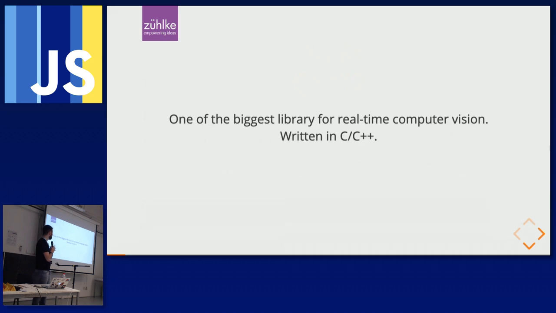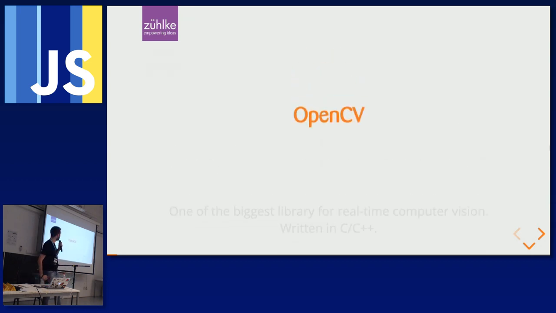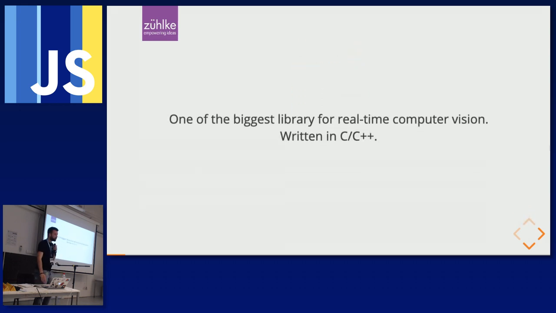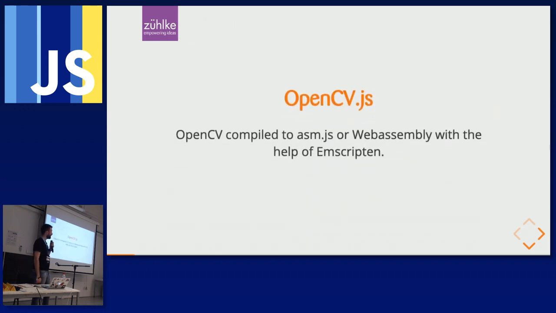For those who don't know OpenCV, it's one of the biggest libraries for computer vision. It is written in C++. So as you may think, the CV in OpenCV is computer vision. And the cool thing is, it is C and C++, right? And if you remember from my first couple of slides, C and C++ are pretty much done with WebAssembly, so you can compile them to WebAssembly very easily. So let's do that then.